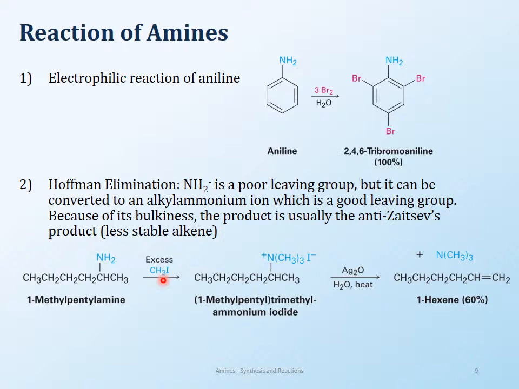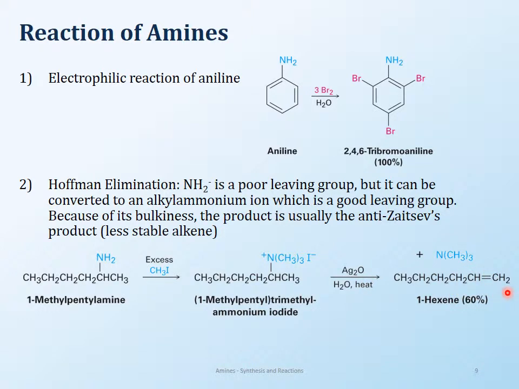Hofmann elimination will generally give us the Hofmann product, which really is the opposite of Zaitsev's product. Remember, Zaitsev's product was when you get the more substituted alkene. In the case of Hofmann elimination, you will always end up getting something that is not so substituted.